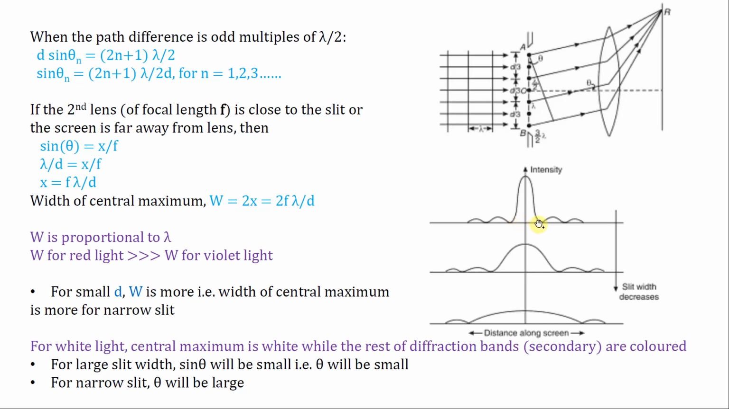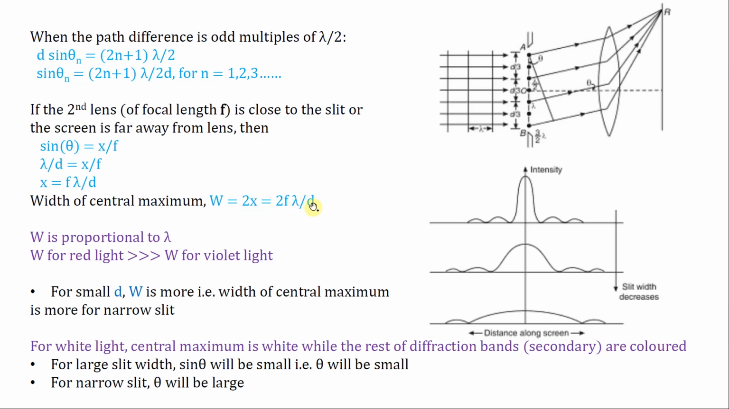So from this figure we can see that this total distance is nothing but the width of the central maxima. So I can write the width of the central maxima W is equal to 2x. So I multiply x by 2, it becomes 2 into f lambda divided by small d. So f was the focal length of the lens, lambda the wavelength of incident light, and d is the slit width. So a very important point to be noticed is that the width of the central maxima W is proportional to the wavelength of the light and inversely proportional to the slit separation.